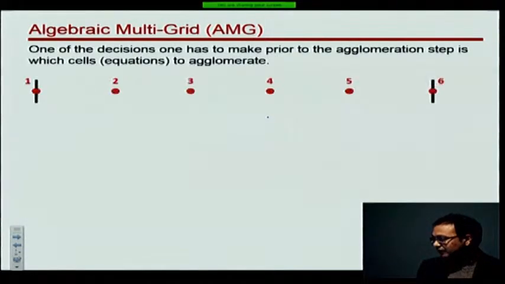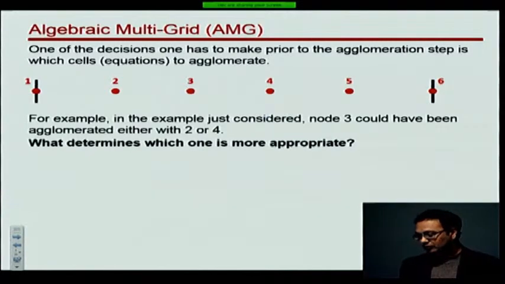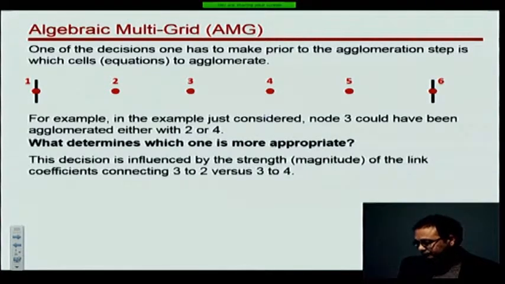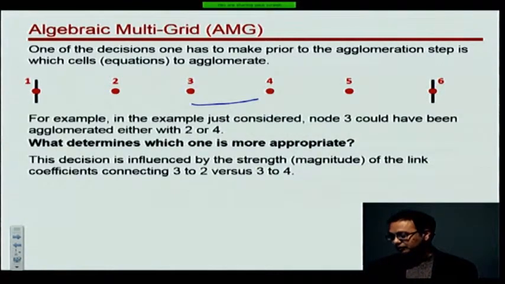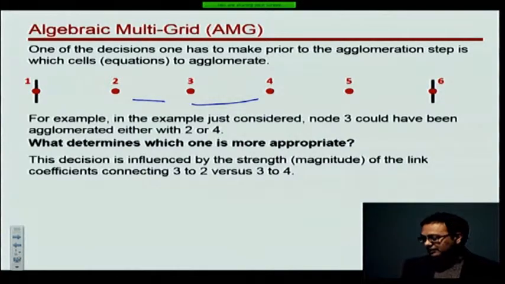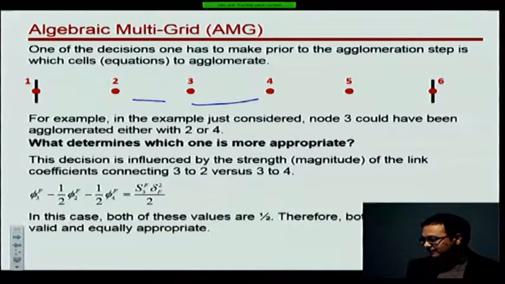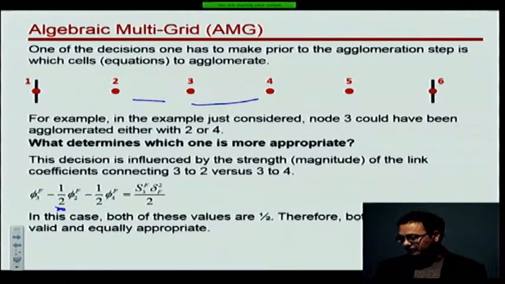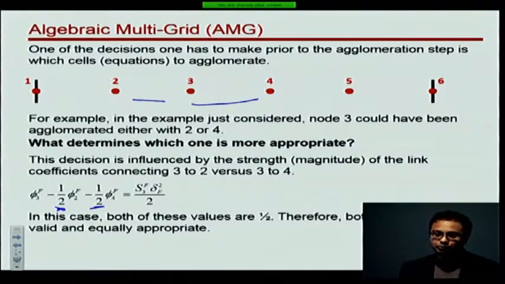Okay, so then comes the question, why did I decide that I want to agglomerate 2 and 3? What determines which ones I want to do? Why do I want to do 2 and 3 and not 3 and 4? So that decision is influenced by the strength or magnitude of the link coefficients connecting 3 to 2 versus 3 to 4. Which one do I want to do? And this is what I was talking about. In this case, it's half on both sides. So you can see connection to 2 has a minus half, connection to 4 has a minus half. So equal probability. Either one is fine.